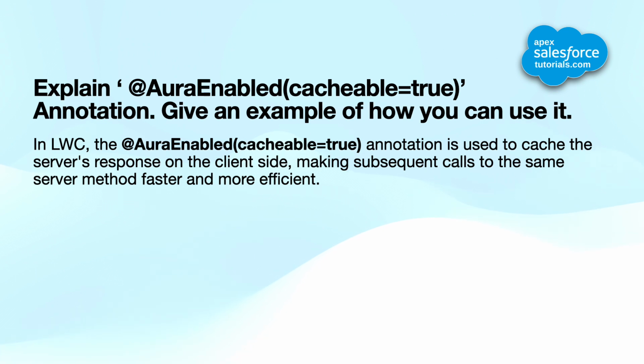In this example, the getRecord function is marked as cacheable by using the @AuraEnabled(cacheable=true) annotation. This means that the response from the getRecord function will be cached on the client side, and subsequent calls with the same parameters will retrieve the cached response instead of making a new server call.